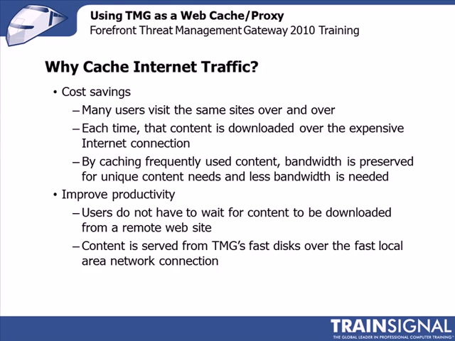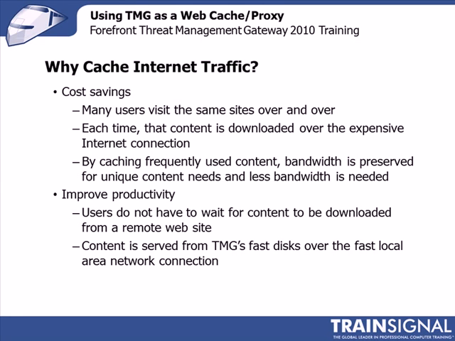This way, the local machine is serving connections and serving requests over the less expensive local network, because it's getting information from the cache that's stored on the Threat Management Gateway storage array rather than having to download the stuff from the internet. So it comes to the user faster and it preserves internet bandwidth.